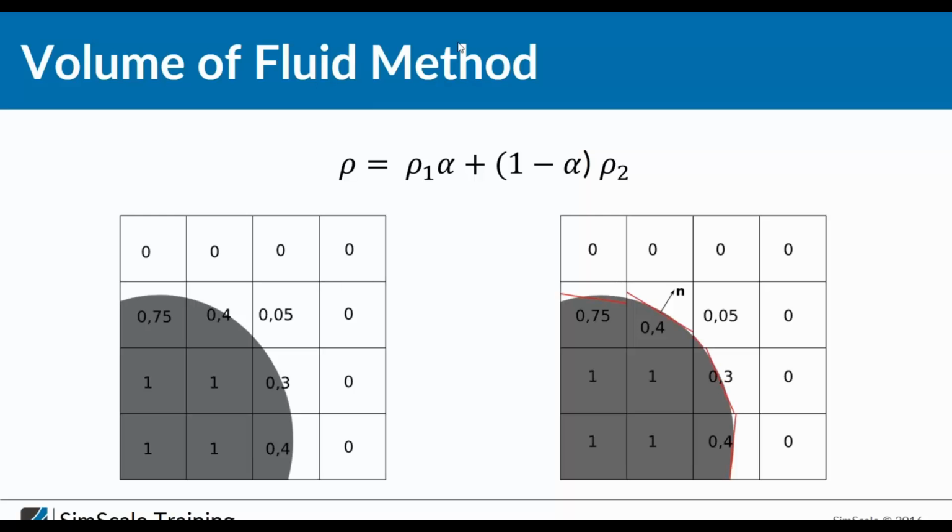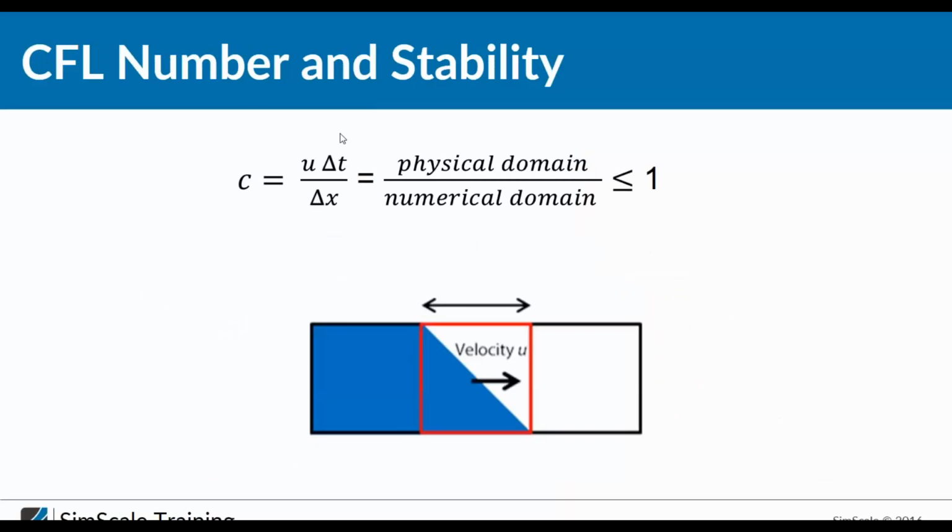There is another very important thing I would like to talk with you about today. It's the so-called CFL or Courant number. The Courant number can be calculated for each cell, and it's defined as the local velocity in the center of the cell multiplied by the time step, divided by the length of the cell.